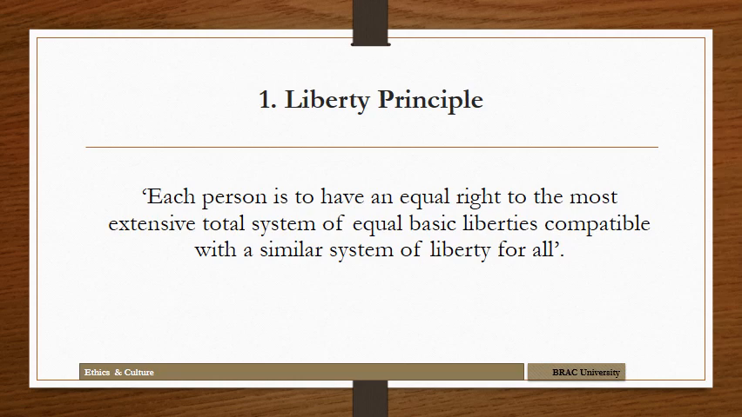For example, political liberty, the right to vote, freedom of speech and assembly, liberty of conscience, freedom of thought and expression, safety and security, freedom from psychological oppression like harassment, bullying, and assaults. These are all basic freedoms that the state has to justify without curtailing any of it.